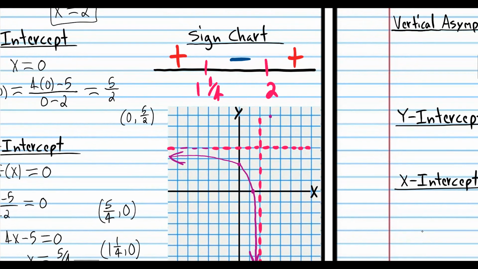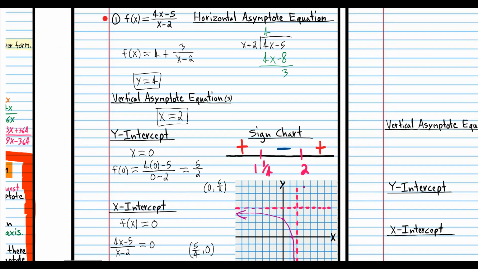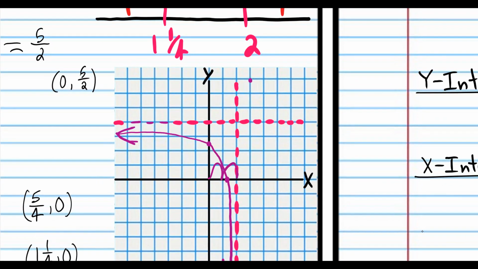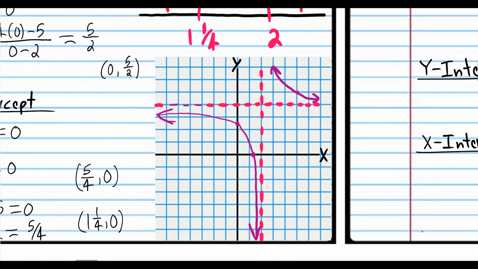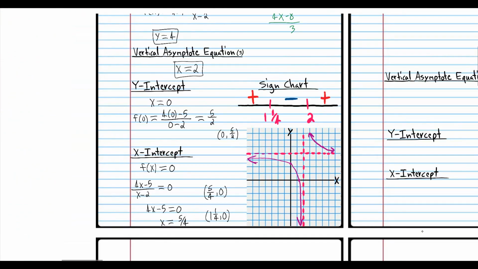Let's try plugging in maybe 5. If we plug in 5, we get 5. So 1, 2, 3, 4, 5. And then we can just connect the dots, and there you have it. So that is the graph.